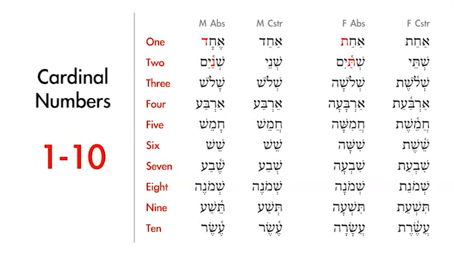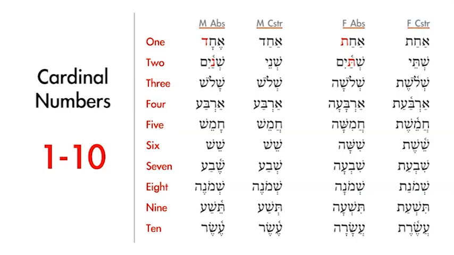You'll see on your screen that cardinal numbers are inflected for gender, masculine or feminine, and they also have different forms in the absolute and the construct. So that's why we have 4 columns on this page. The first column is the masculine absolute column. The second column is the masculine construct column. The third column is feminine absolute, and the fourth column is feminine construct.